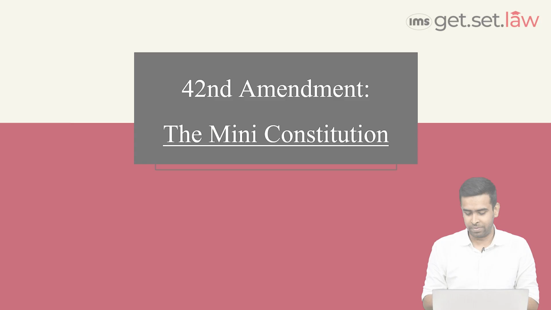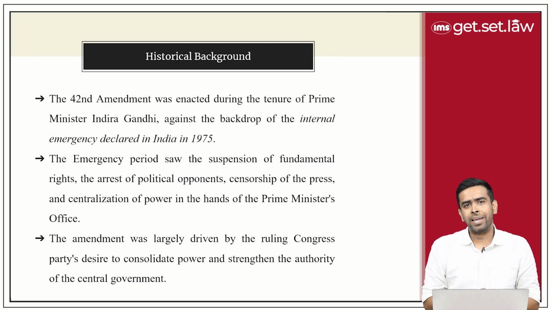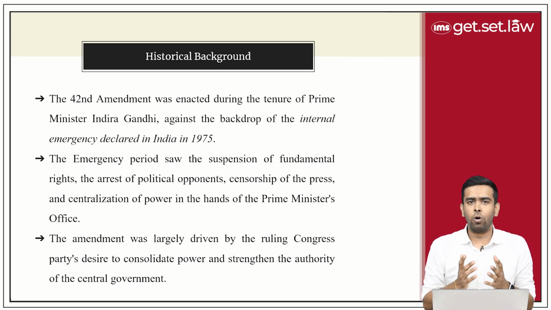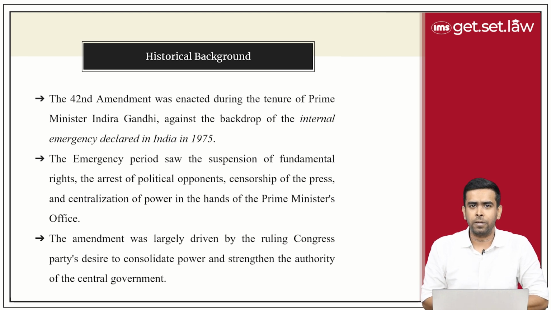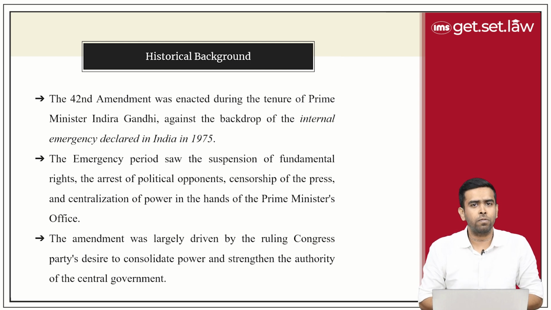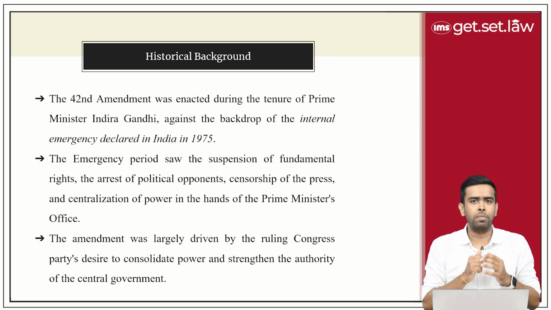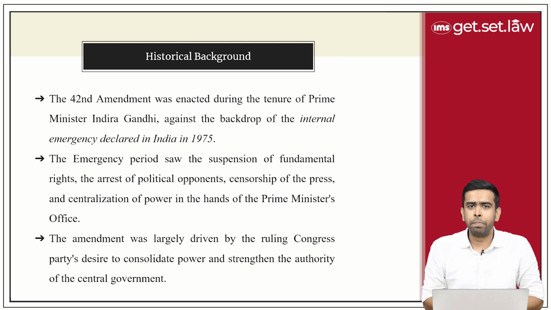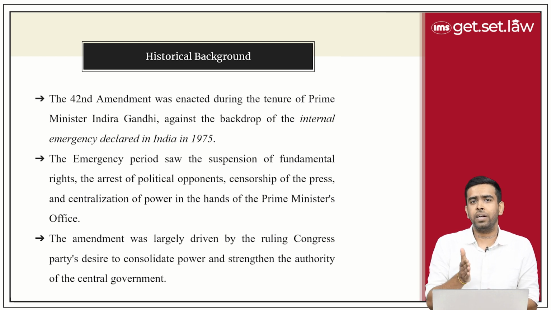So stay tuned. The history goes back to 1975, when, as we all know, a national emergency was declared by Indira Gandhi. Now, why was this emergency declared? Because there was an internal disturbance in the country, because of which Indira Gandhi declared this emergency. Now, many people criticize this emergency because it lasted for 21 months. It started in 1975 and continued till 1977.